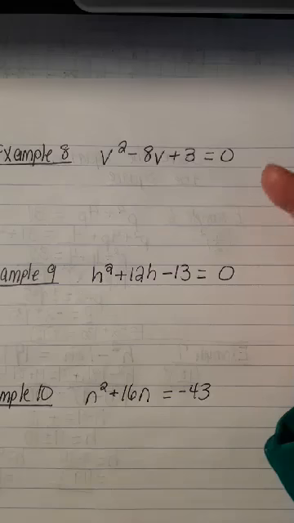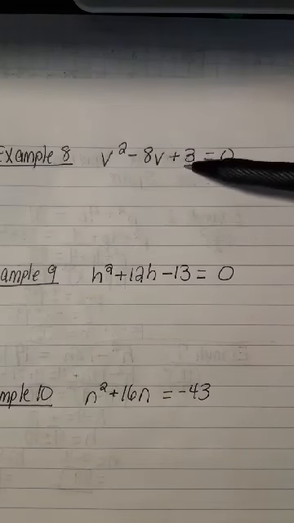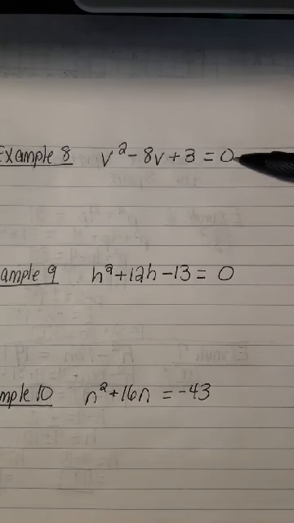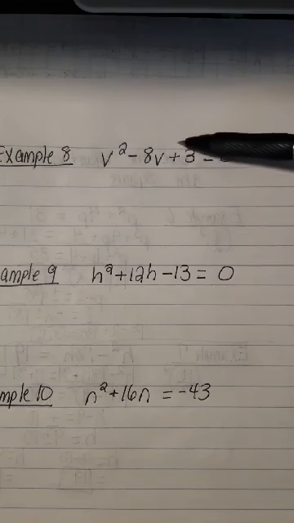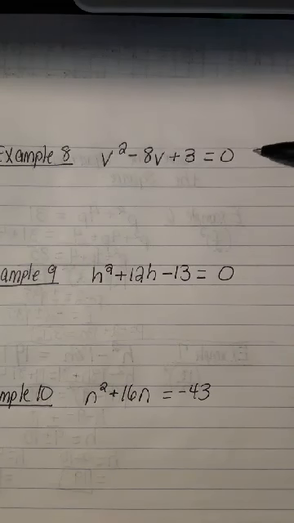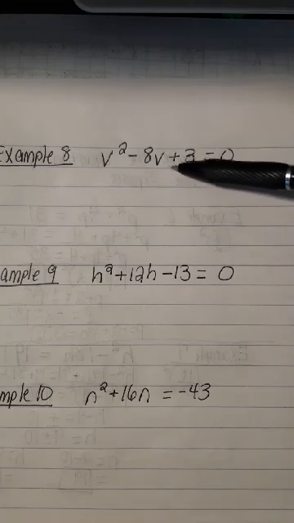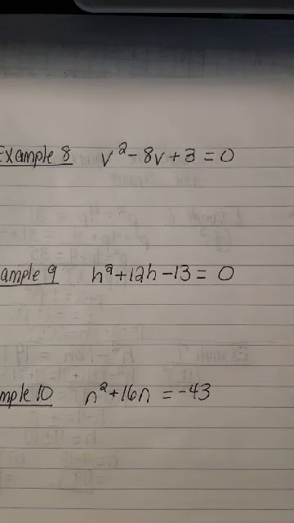On example 8, v squared minus 8v plus 3 equals 0. Now, this equation doesn't start out in the right form for completing the square. This 3 right here, this c term, remember, it's supposed to be over here on the other side, not 0. So the first thing we've got to do is subtract the 3 to get it off of this left side and to move it over here on the right side.